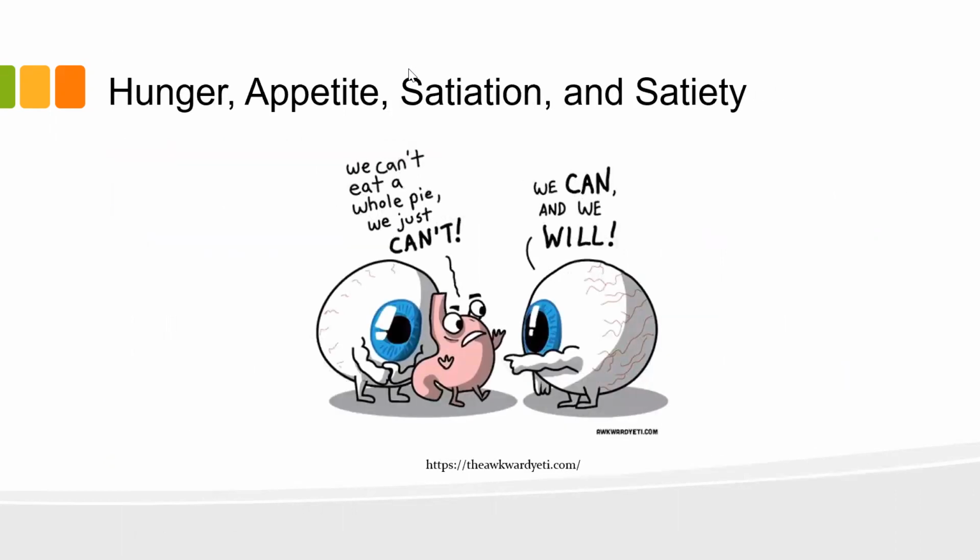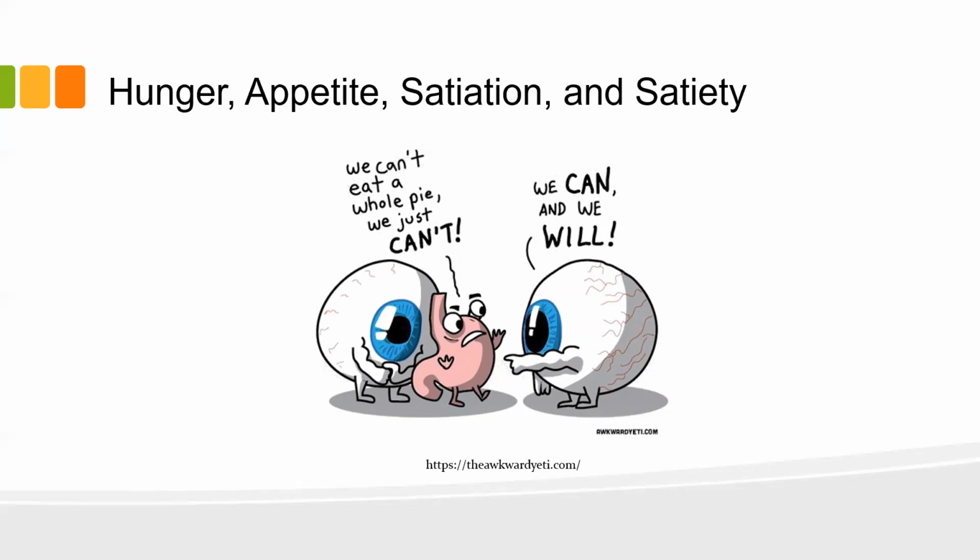I saw this cartoon here, and I thought it was kind of funny. You can see we've got some eyeballs, and that little guy in the middle is the stomach. And he says, we can't just eat a whole pie. We just can't. And the eyeballs are saying, oh, we can, and we will. This gets us into talking a little bit about the physiology here: hunger, appetite, satiation, and satiety. Those last two words we probably don't use in conversation very often, but we'll talk about what they mean in a moment.